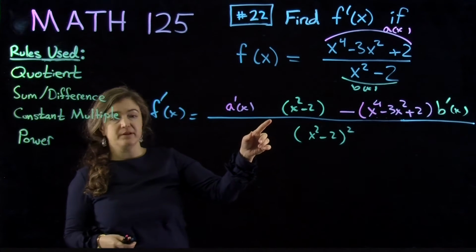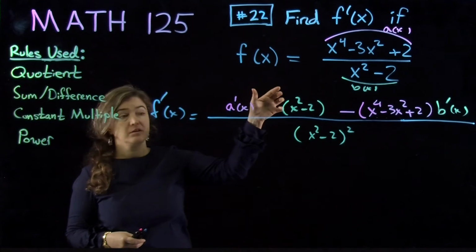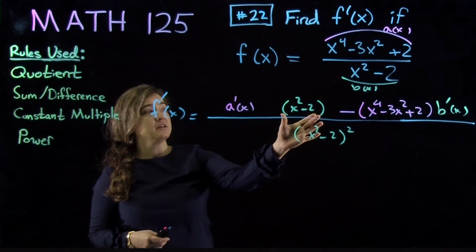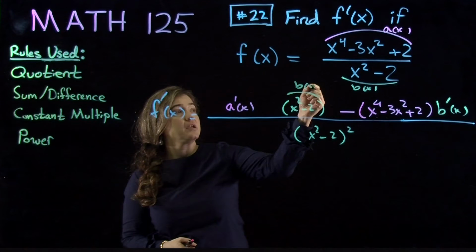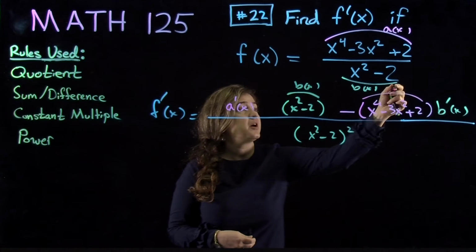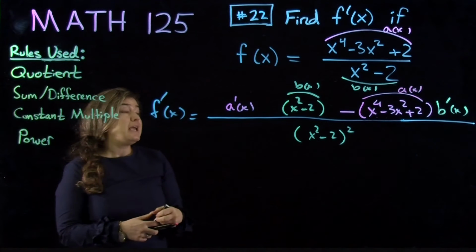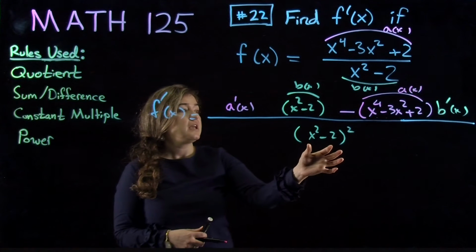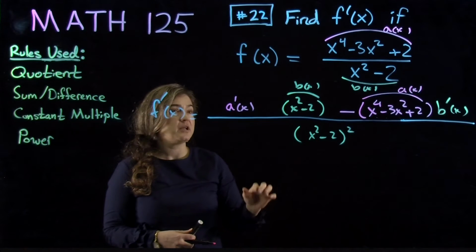So the first thing that you want to do is replace the unchanged factors. In the first term, we had a b of x, so I rewrite the b of x. In the second term I had a of x, so I rewrite the a of x. And in the denominator I had b of x to the power 2, so I'm going to replace b of x in the denominator as well.